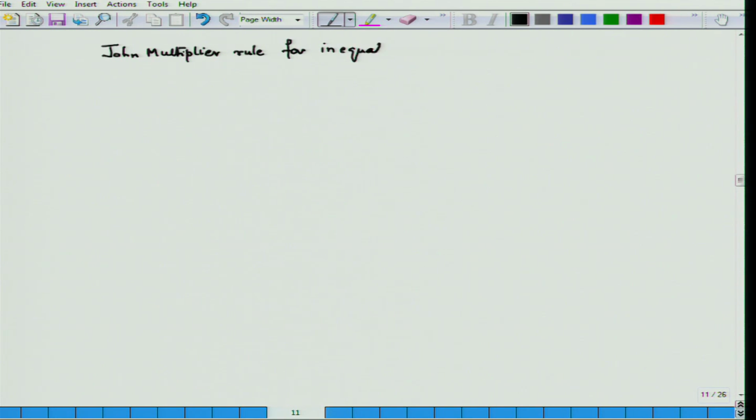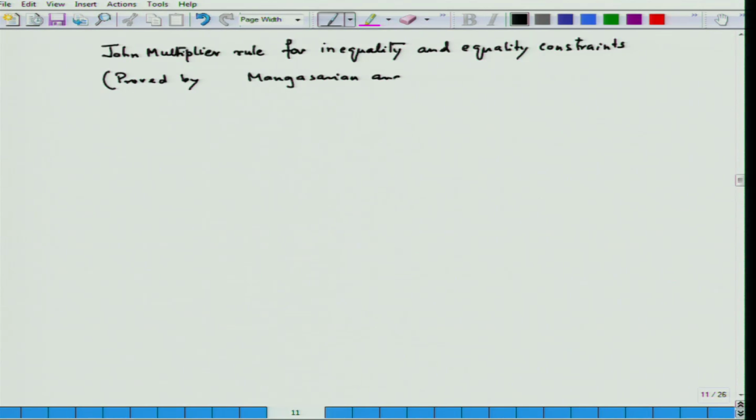So, now I will have inequality and equality constraints. So, this was proved by Olvi Mangasarian and Fromovitz, in a paper in 1967, possibly one of the most fundamental papers of the subject, a classic published in 1967 in the Journal of Math Analysis and Applications.